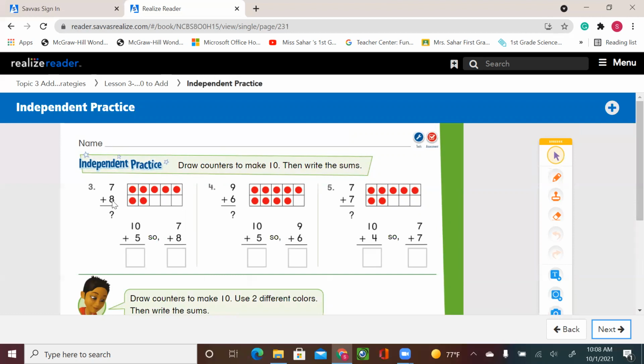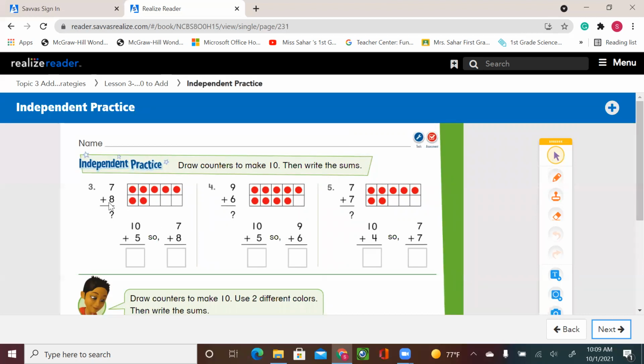All right, page 127. Draw counters to make 10, then write the sums. 7 plus 8. So I have my 10 frames. I have 7 in my 10 frames, and I need to have the 8 outside. I know the rules. What I'm going to do is fill the empty boxes in my 10 frames and count the counters that are left for me outside.